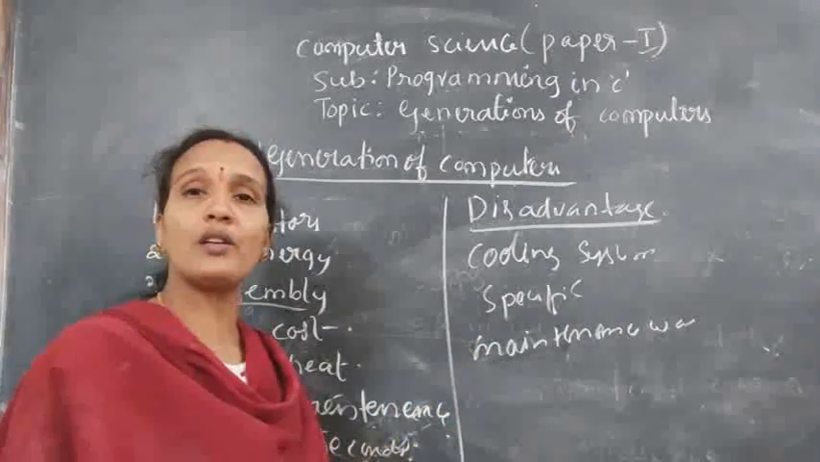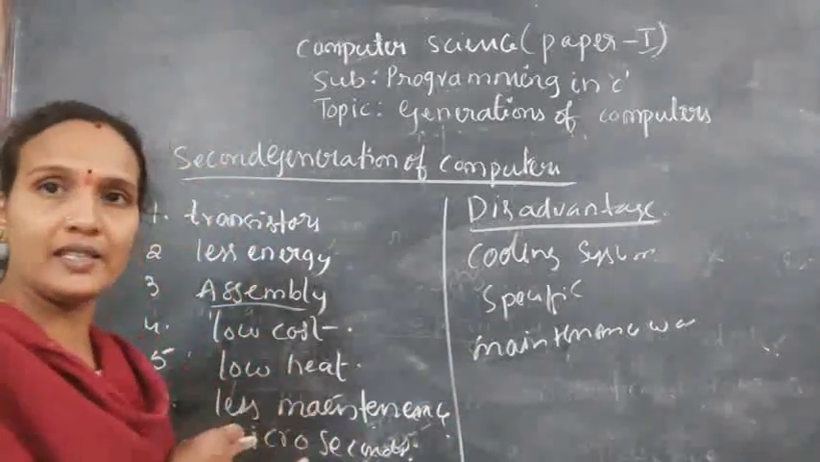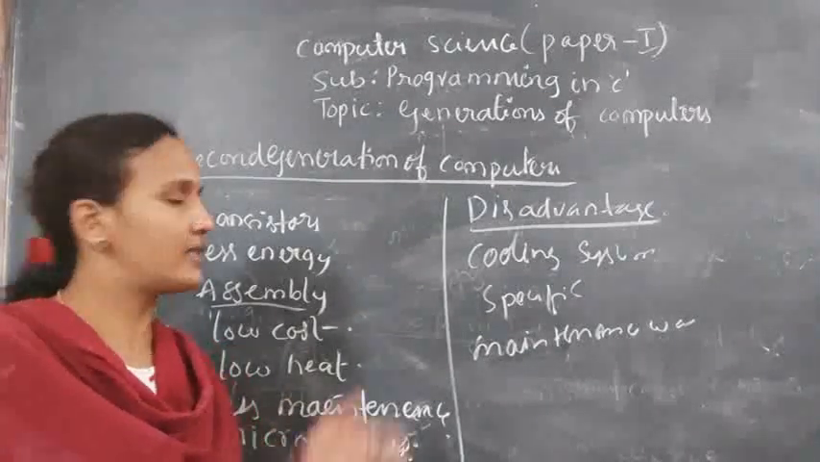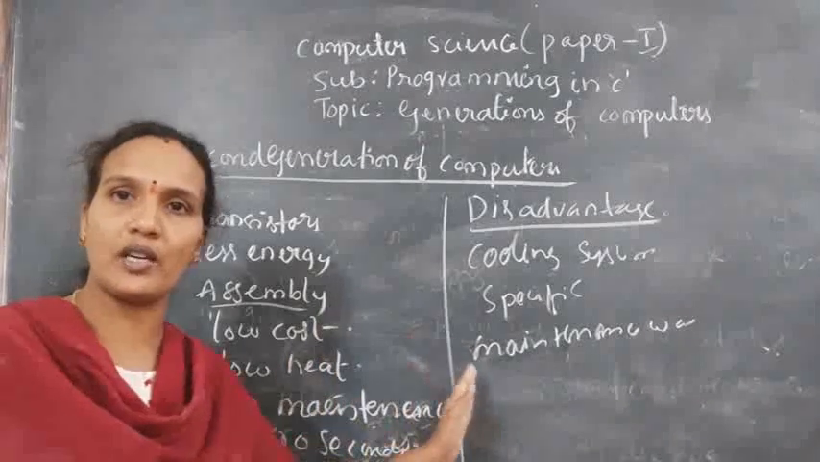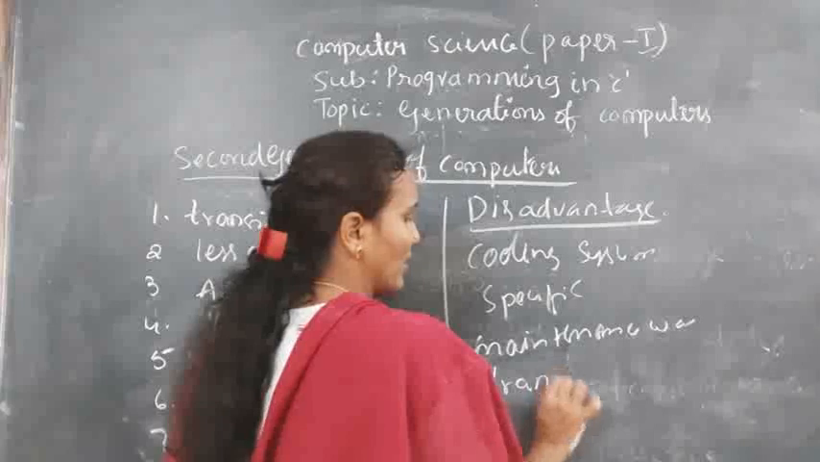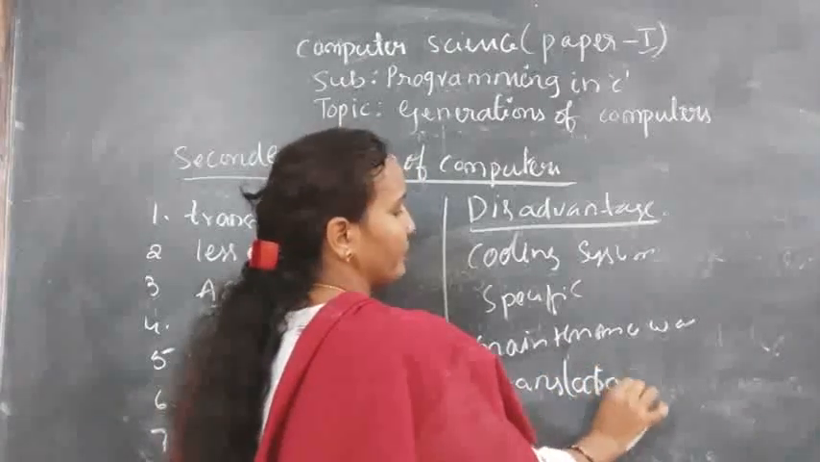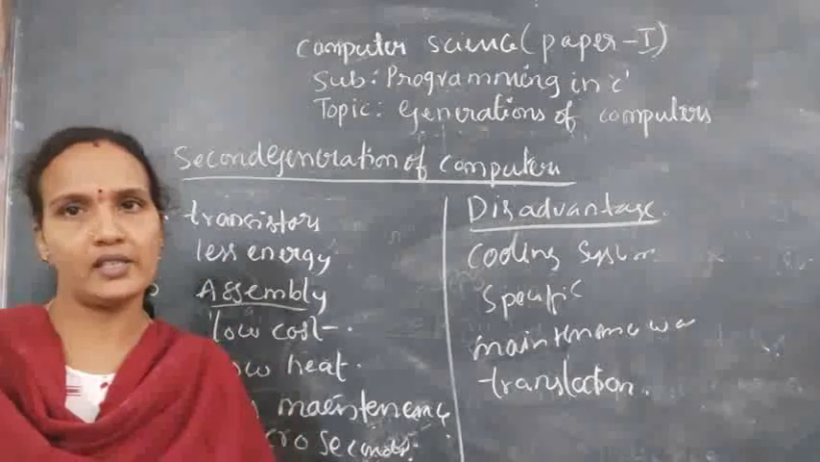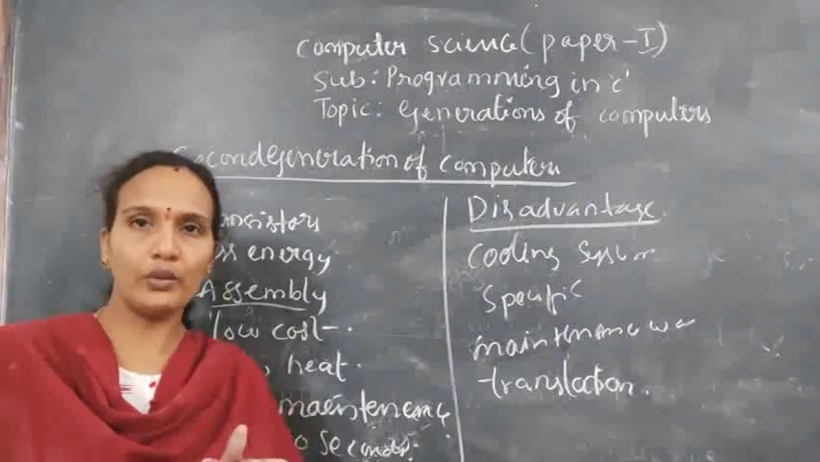Here we have one more disadvantage. Because in the second generation they used assembly language, in order to perform any calculations, assembly language has to be converted into machine language, so it needs a translation. Understood? So this is about your first generation and second generation computers. You need to compare these two.